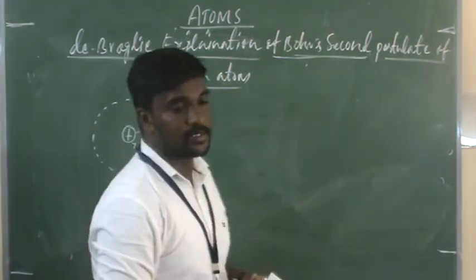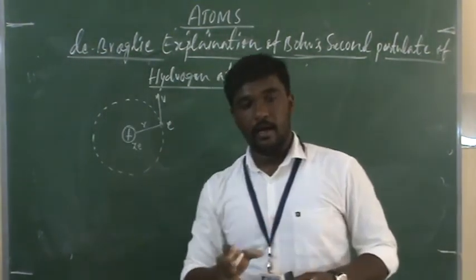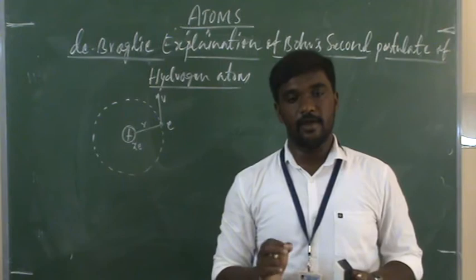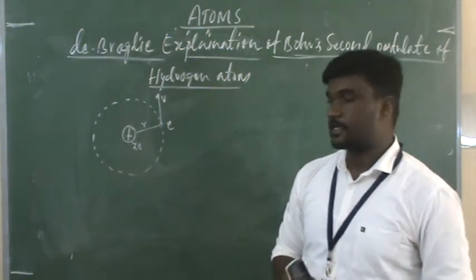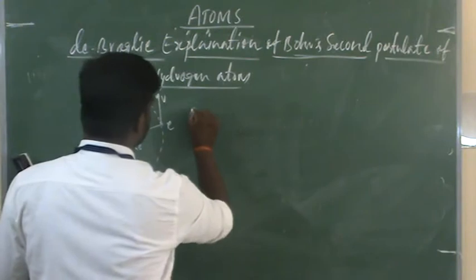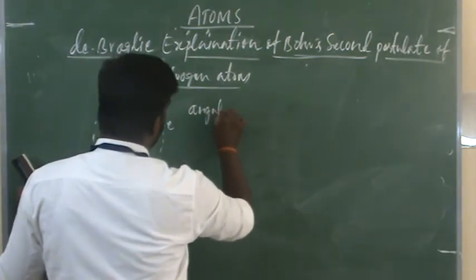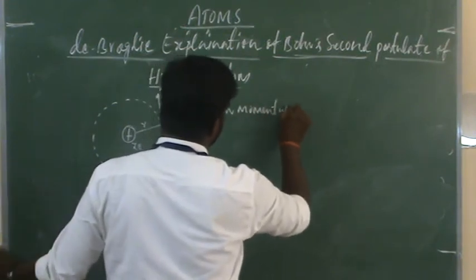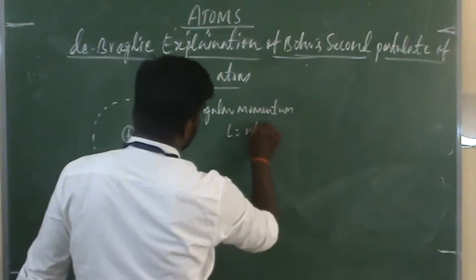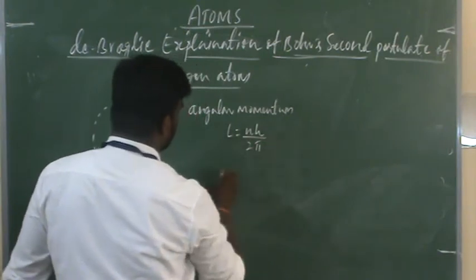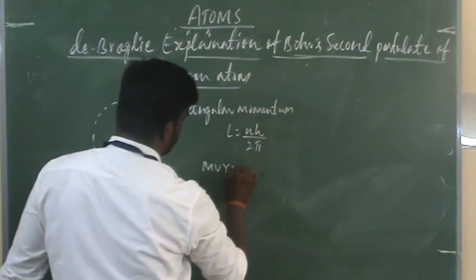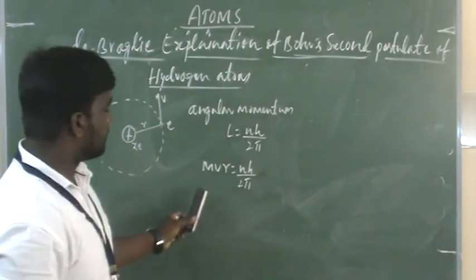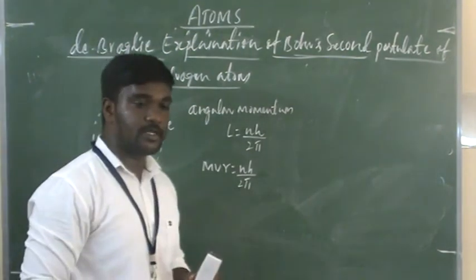In a circular orbit, the angular momentum of the electron is an integral multiple of nh by 2 pi. That is Bohr's postulate. So angular momentum L is equal to nh by 2 pi, so mvr is equal to nh by 2 pi. That is Bohr's postulate.